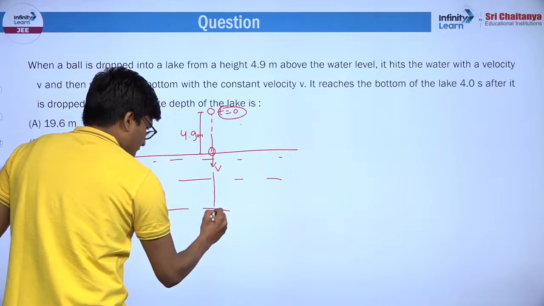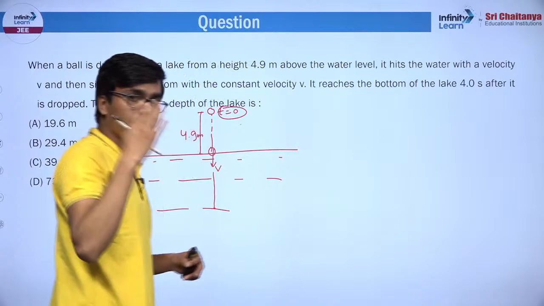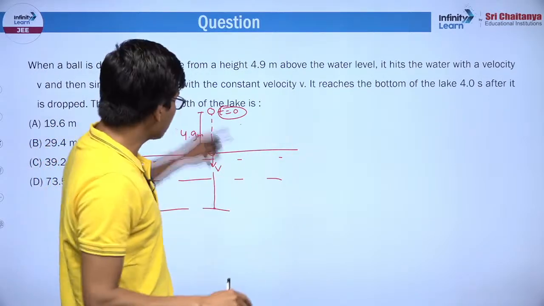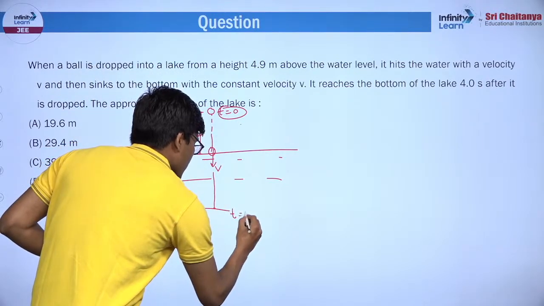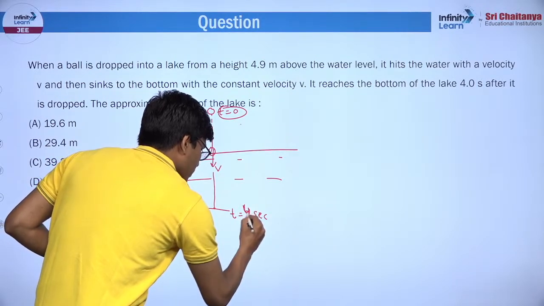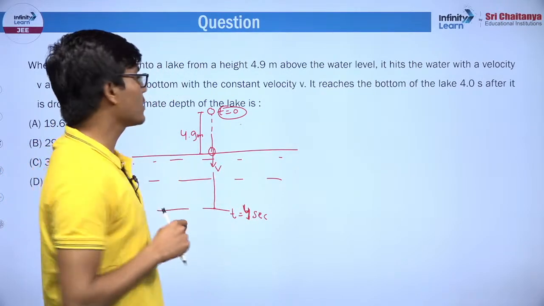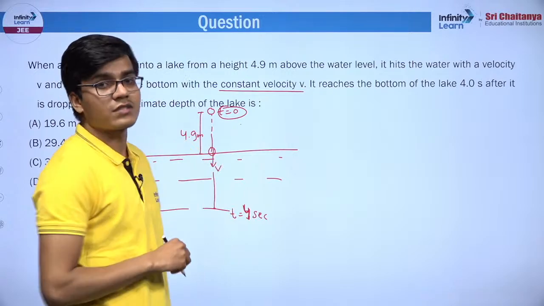So after reaching the depth, what he is saying is that it reaches the bottom of the lake 4 seconds after it is dropped. That 4 seconds is measured from here. So if t equal to 0 is here, then this is t equal to 4 seconds. That is something given to you in the question. One more thing is also given to you, that it is moving inside the water with constant velocity.